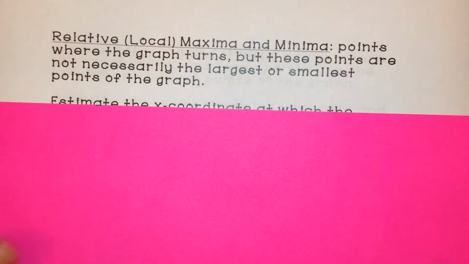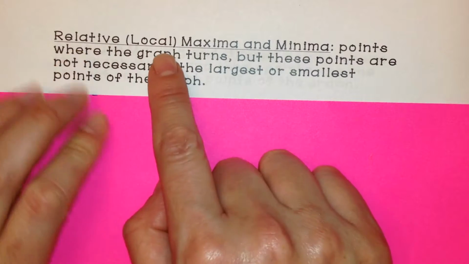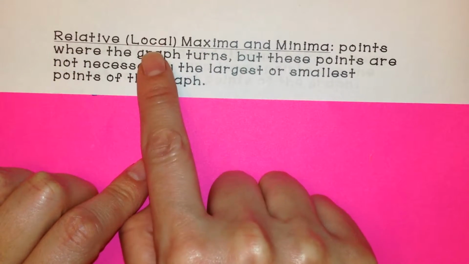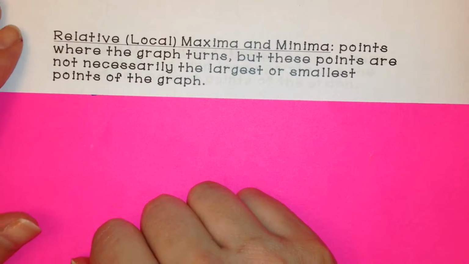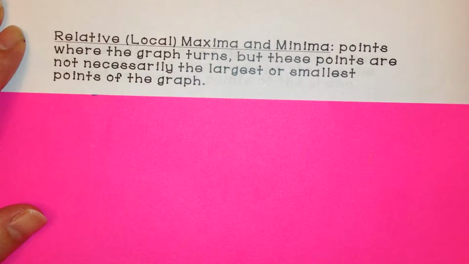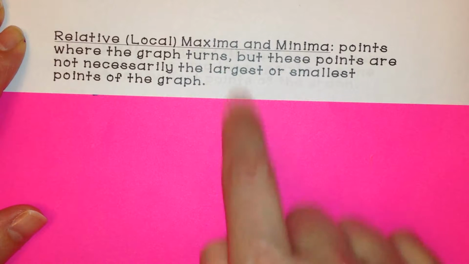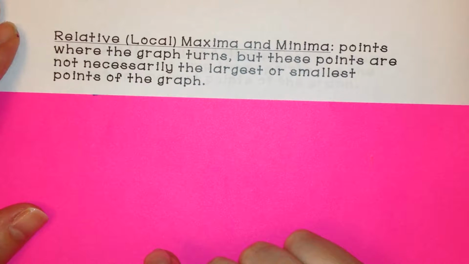Right, there's a couple different types of maxima and minima. The first one we're going to call relative. Some people call it local. So relative maxima and minima. If you see local maxima and minima, it means the same thing. So these are points where the graph turns. So it might be increasing and then it turns down, or it might be going down and then it turns up. But these points are not necessarily the largest or smallest points of the graph.